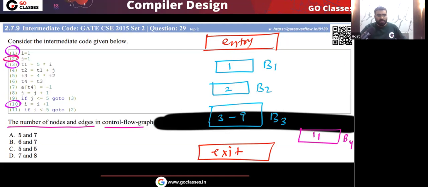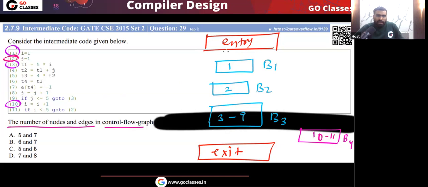So these are the basic blocks. Okay, yes or no? In basic block 4, you have instructions 10, 11. These two instructions you have, right? Okay. So these are the basic blocks and these are the instructions in the basic block. Now you tell me how many edges will be there.